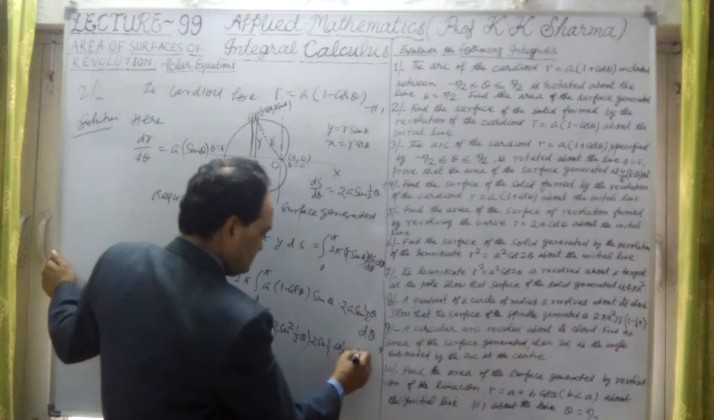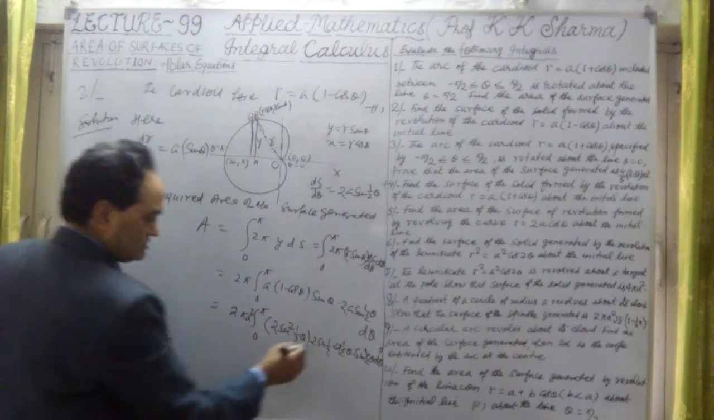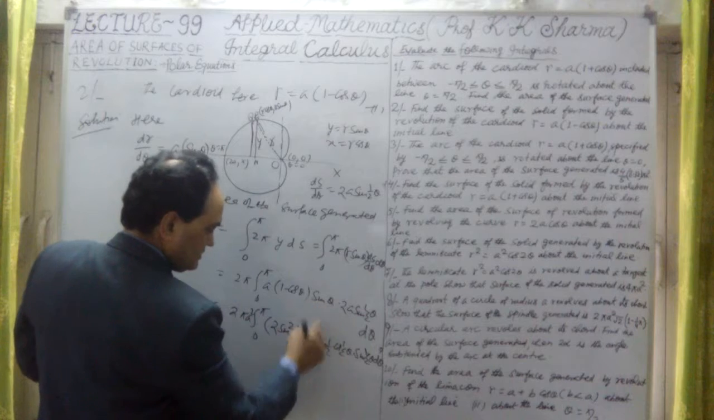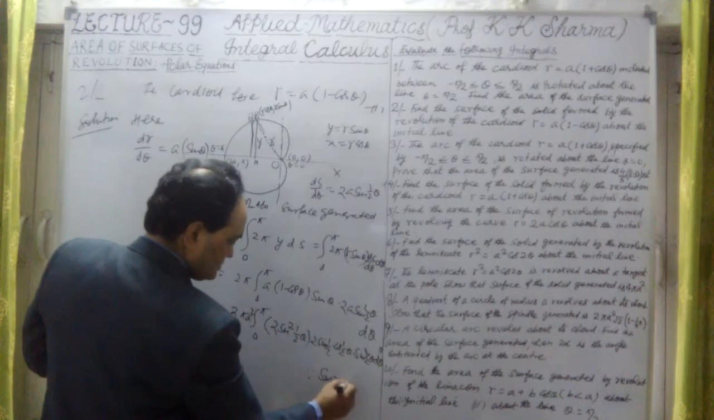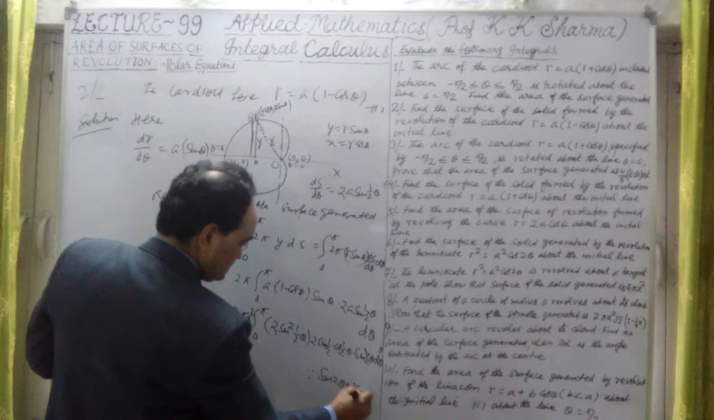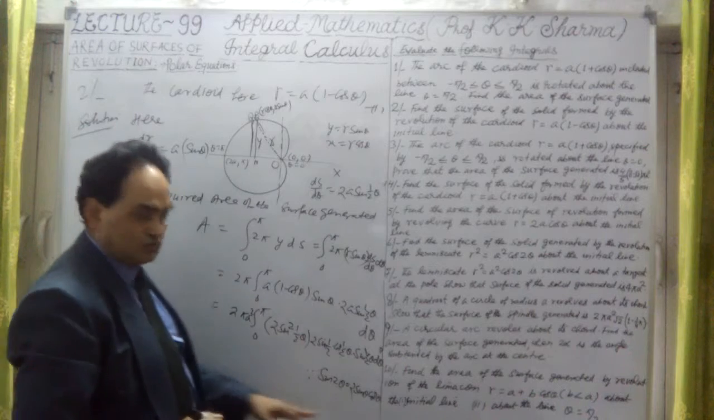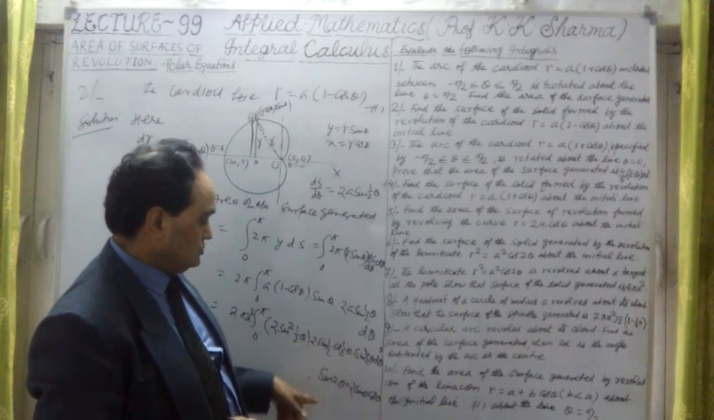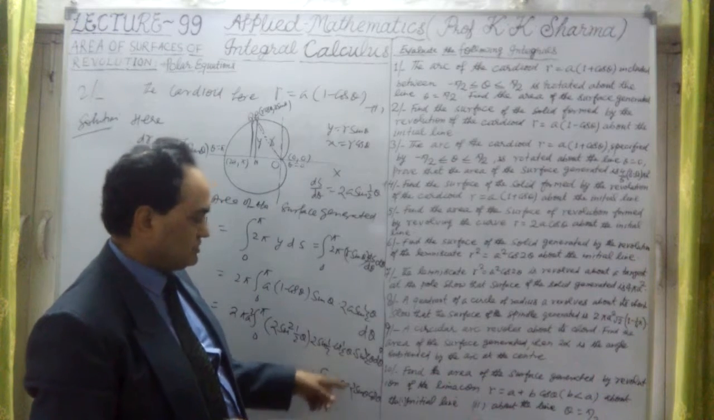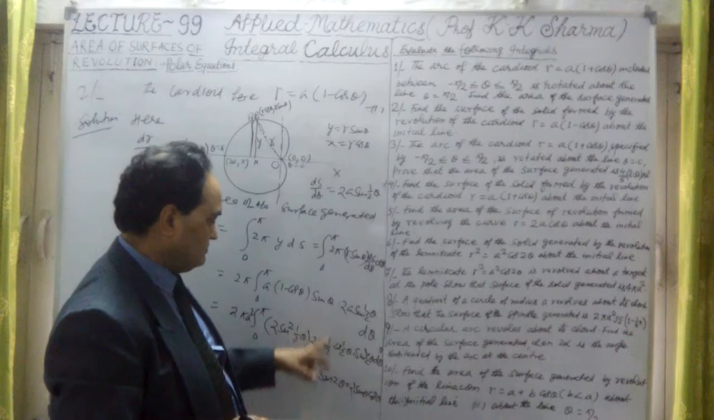Sine half theta is already there, so this is into d theta. Why is this sine theta? Because we know that sine 2 theta, by the trigonometric identity, is 2 sine theta into cos theta. So sine 2 theta is equal to 2 sine theta cos theta. Therefore sine theta is equal to 2 sine theta by 2 into cos theta by 2. The angle is halved. That's the point here. So this we have used.